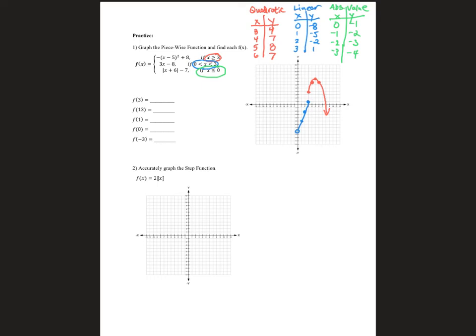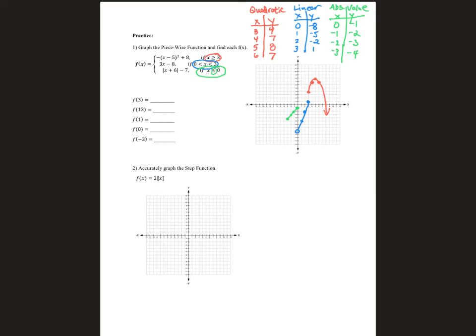So we have 0, negative 1. And that point is included because of the equal to symbol. Negative 1, negative 2. Negative 2, negative 3. And negative 3, negative 4. Now, I know that 0 was included. And so right now it looks like I'm just drawing a line. However, this is an absolute value function.